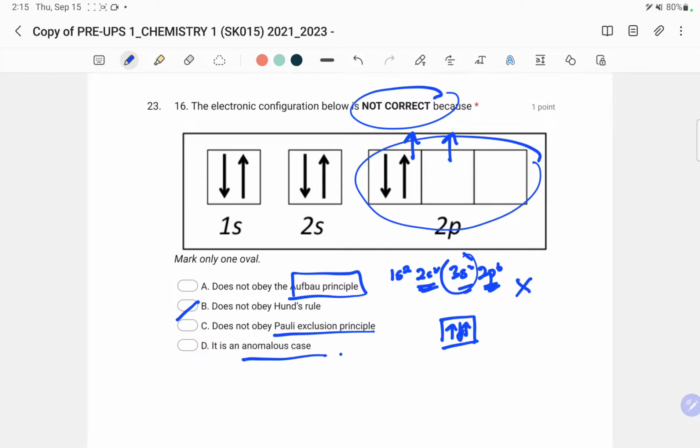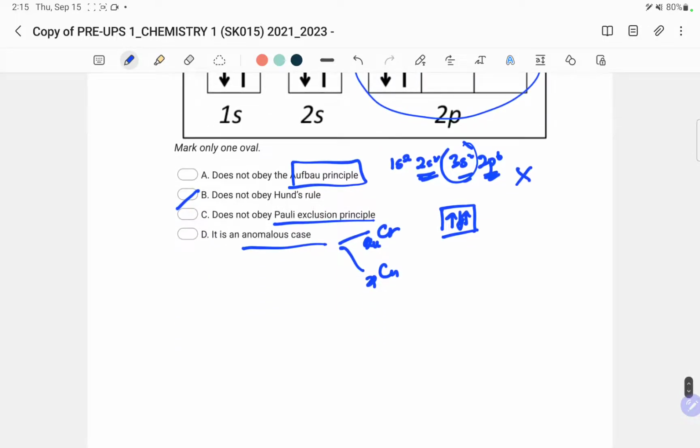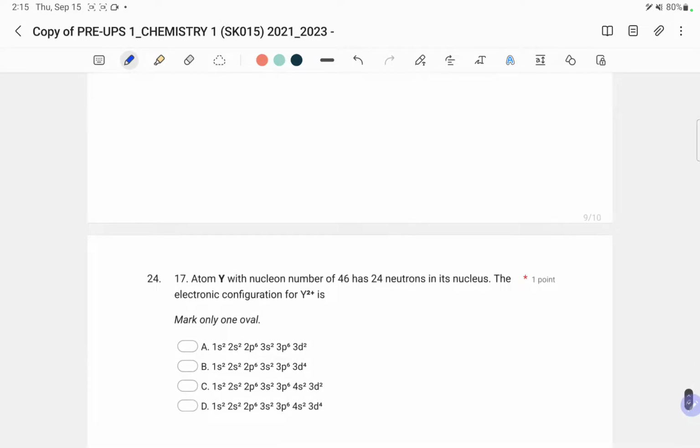Anomalous cases. Anomalous cases ni yang ada untuk chromium dan juga copper. So, copper is 29, chromium yang 24. Okay, anomalous cases yang dia ada expected dan juga actual electronic configuration.